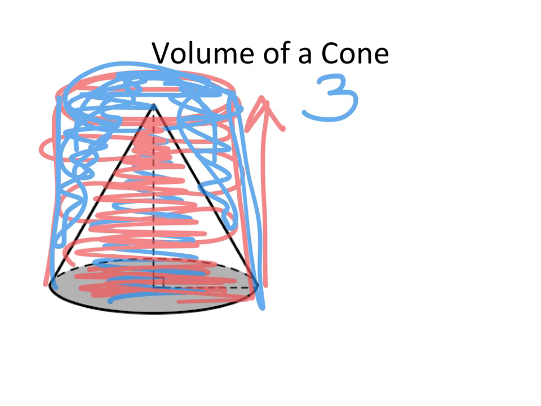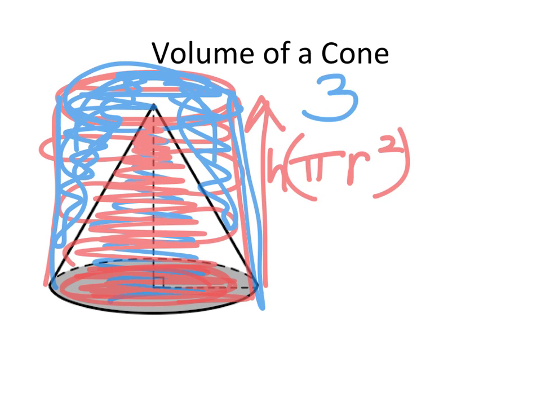So how did we find the volume of a cylinder? We found the area of the bottom, which is the area of a circle, pi r squared, and we took it times the height. That gave us the volume of the entire cylinder. Now we need to divide it by 3 because 3 of these cones will fit in the space that the cylinder has. So that will give us the volume of a cone.